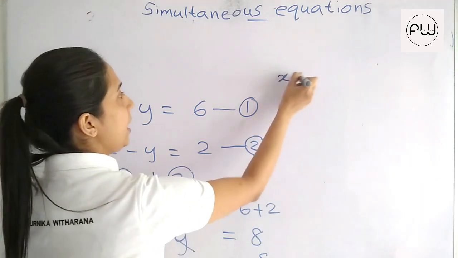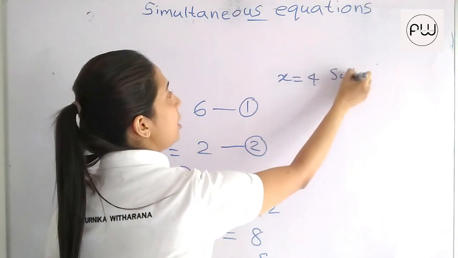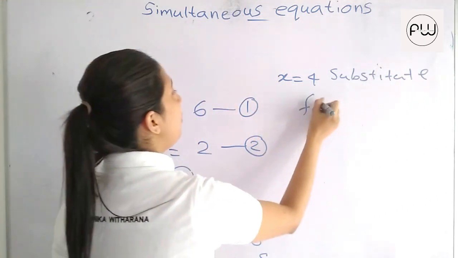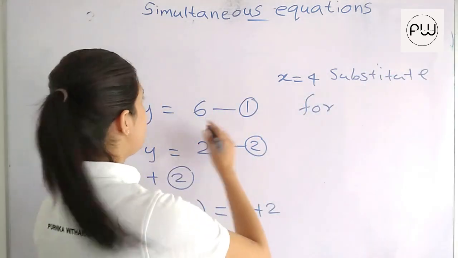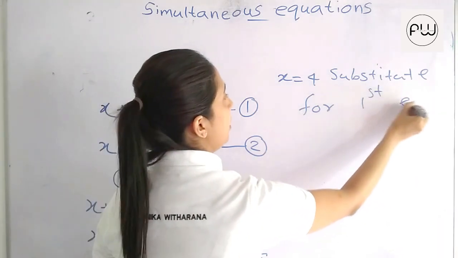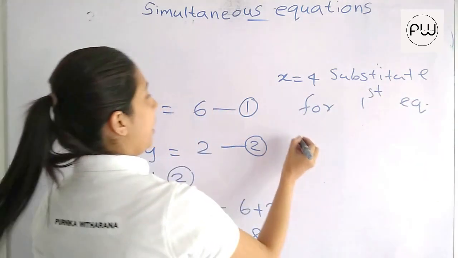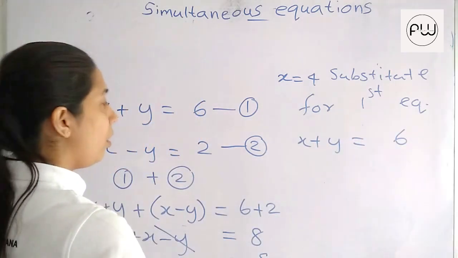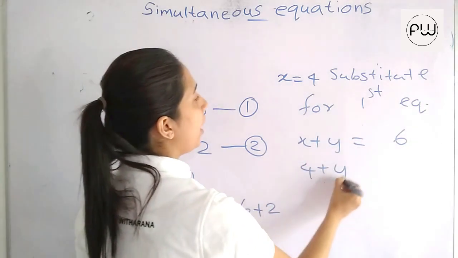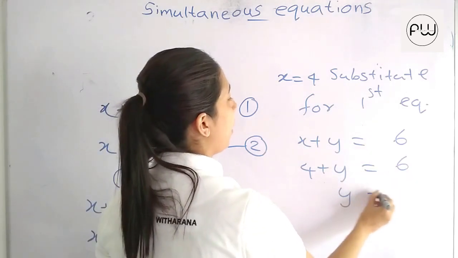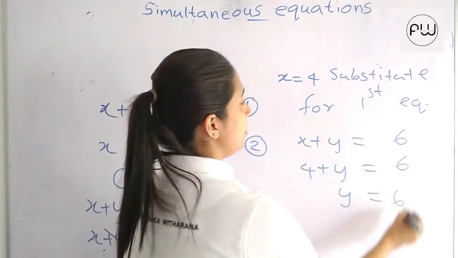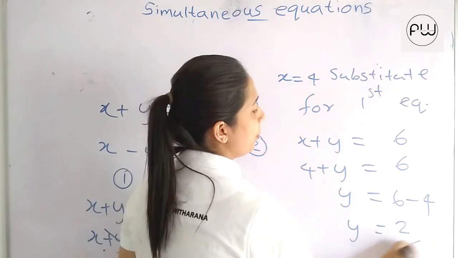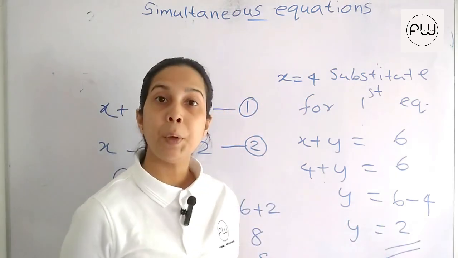Right? Then I substitute x equals 4 into the first equation. Right? x plus y equals 6. So already we know the value of x. It's 4. 4 plus y equals 6. Then we can find the value of y by subtracting 4 from 6. Then y equals 2.